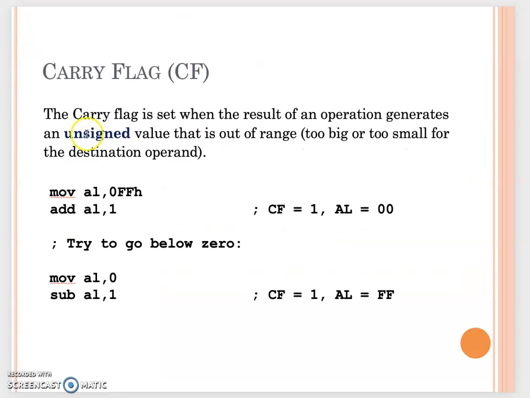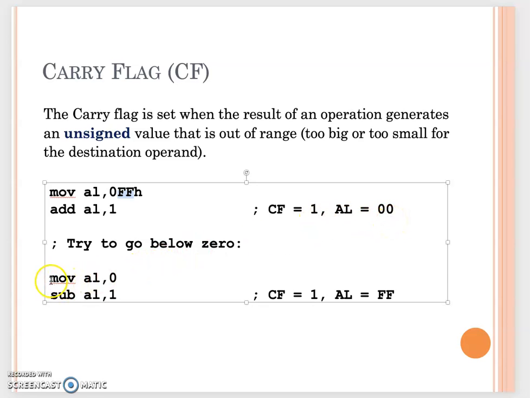Let's see more examples. For example, we see this one. We have AL, we have the value FF. You add AL with 1. So then what is the result? You see FF plus 1, you carry over 1, right? So the carry flag is set. So AL equals 0.